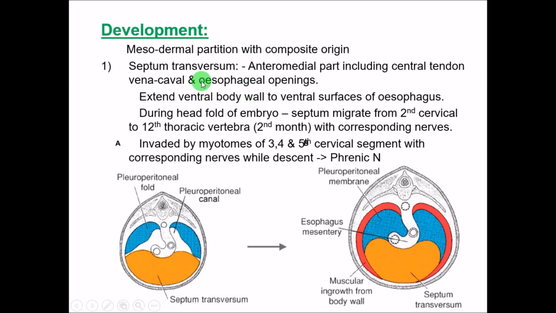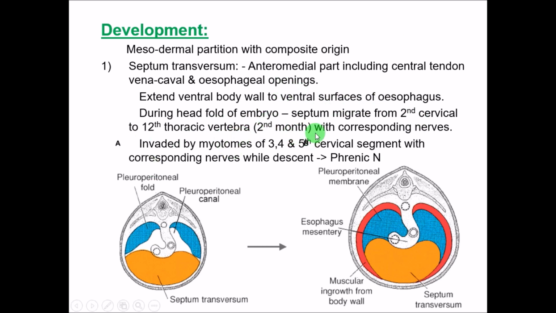During head fold of the embryo, septum migration from the second cervical to the 12th thoracic vertebra will happen. The septum migrates from the second cervical to the thoracic region. That's why the phrenic nerve comes from the third, fourth, and fifth cervical nerves, because the septum transversum was on the top near the neck, but it descended downwards into the thoracic cavity.